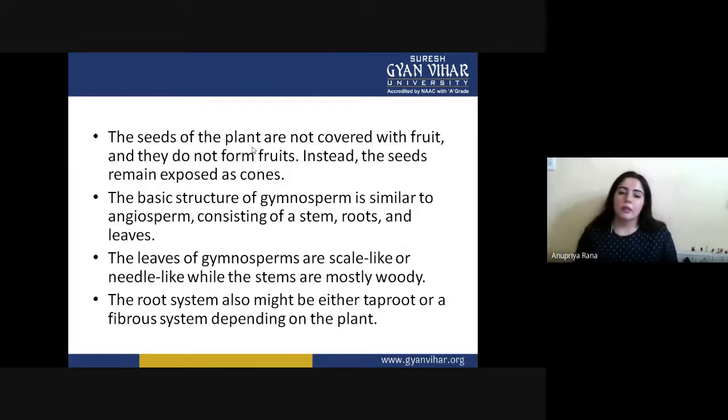Now, the basic structure of gymnosperm is similar to the angiosperm, consisting of a stem, root, and leaves. Both have stem, root, and leaves. The leaves of gymnosperm are scale-like or needle-like, while the stem is mostly woody. Most of the gymnosperms possess the characteristics of xerophyte plants.